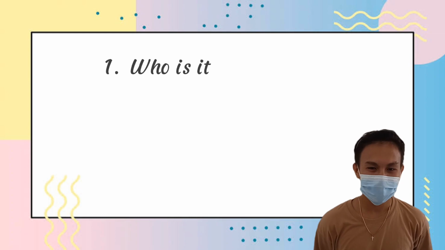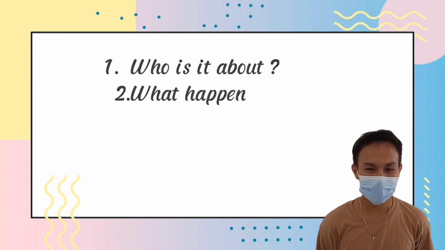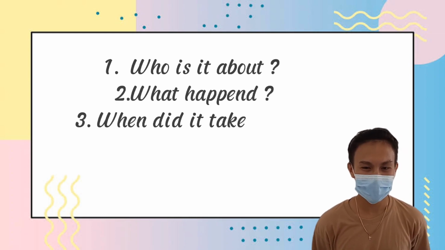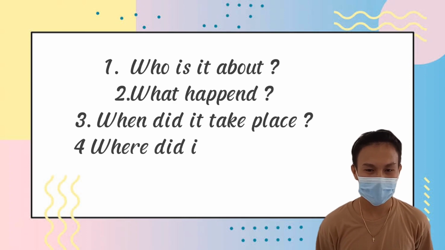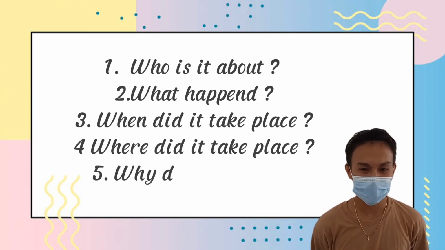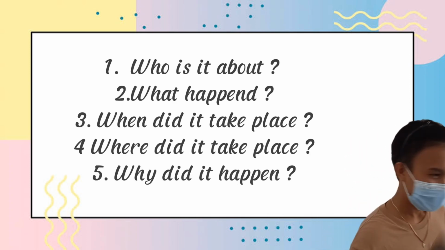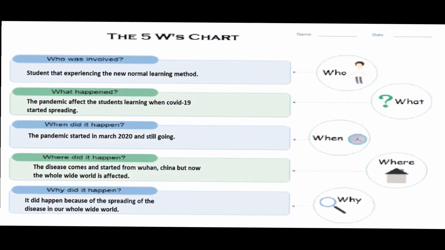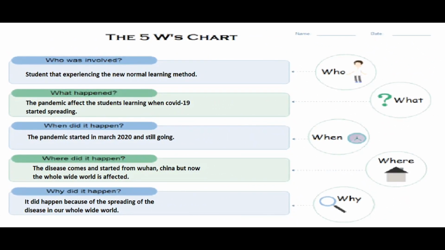First, who is it about? Second, what happened? Third, when did it take place? Fourth, where did it take place? And the last, why did it happen? Here is our example of our 5Ws organizer. We use this organizer on our present event.